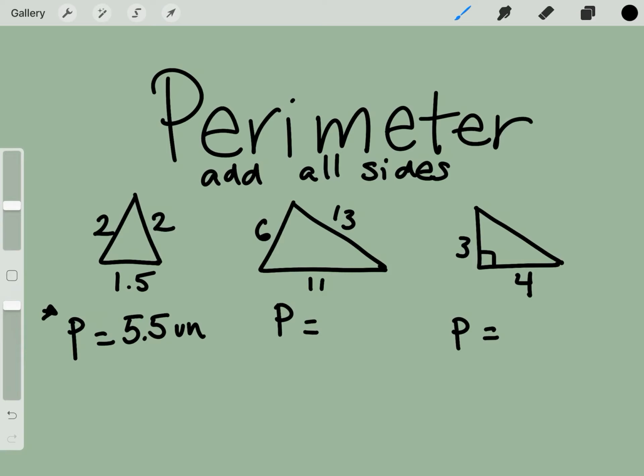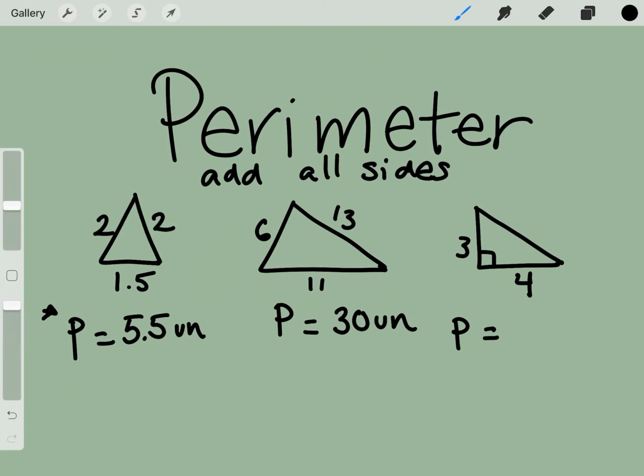All right, and now you tell me what the perimeter of the second triangle is. Great, when you add them all together, you'll get that it is 30 units. And now let's find the perimeter of this third triangle. What is stopping us from being able to do this right away?